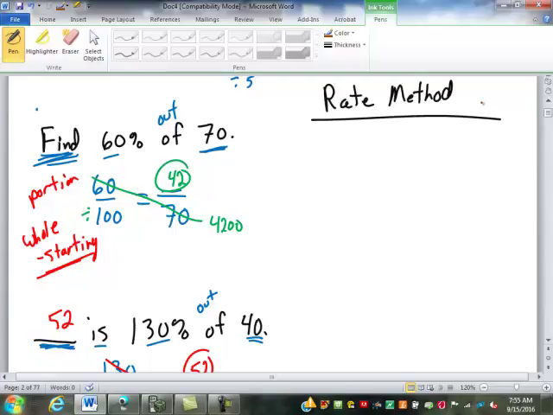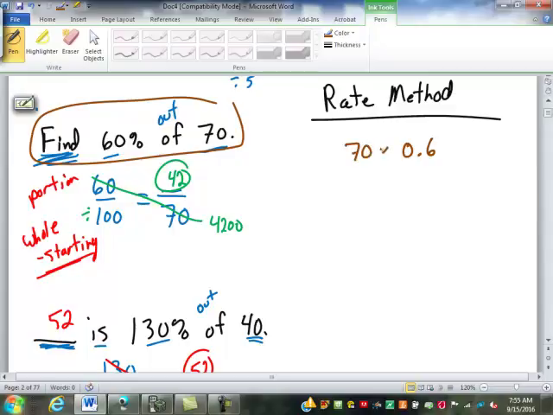What the rate method involves is converting your percent to a decimal. So for this one right here, find 60% of 70. Well, 60% converted to a decimal is 0.6, right? And then I'm just going to take my 70 times 0.6 to get 42. There's my answer. That's what I had here. That seemed kind of simple.